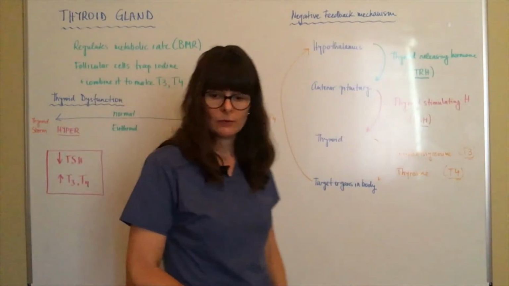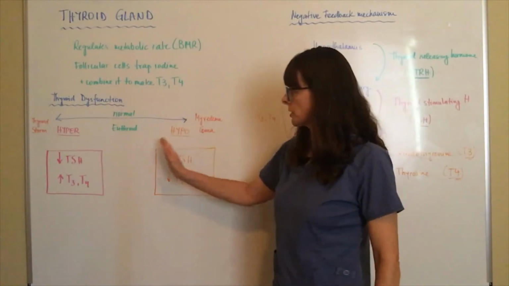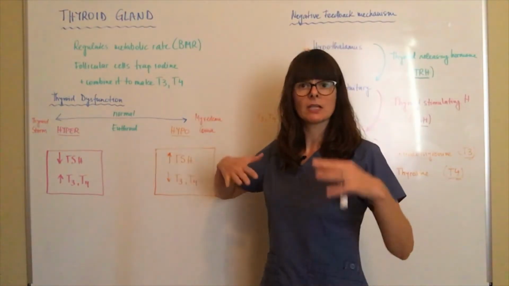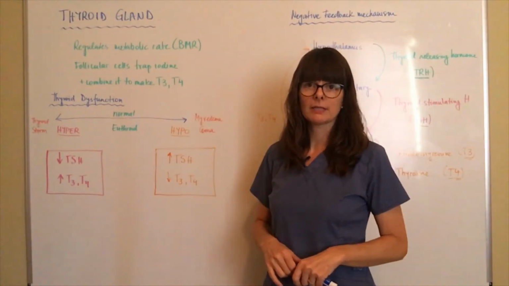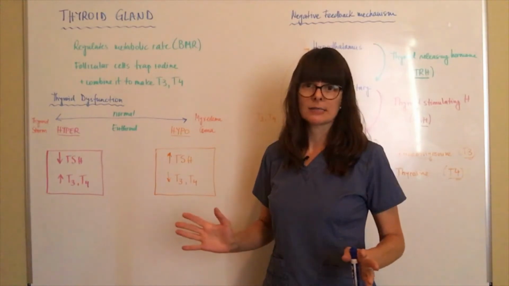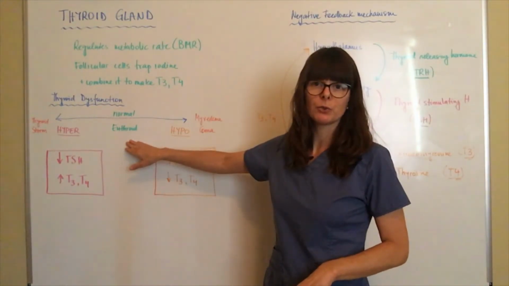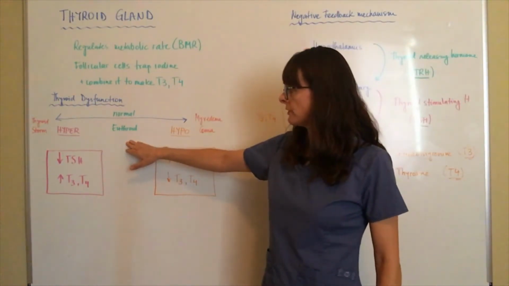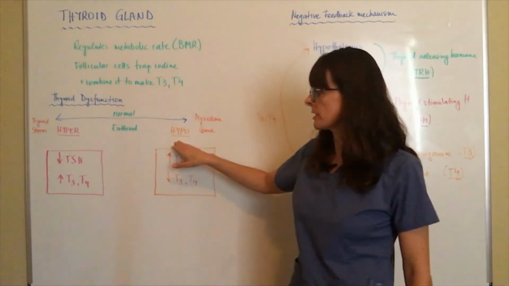Now, there's a continuum of thyroid dysfunction. So in the middle here we have normal. This is when everything is in balance, all the metabolic mechanisms work as perfectly as they can. And this is called euthyroid. So remember, eu always means normal or equal. And then along the continuum, we have hyper and hypothyroidism.